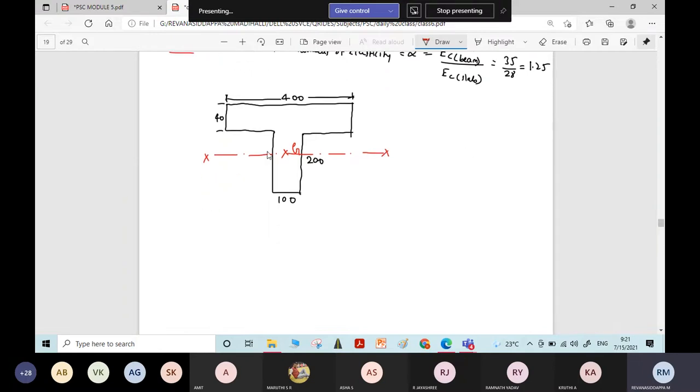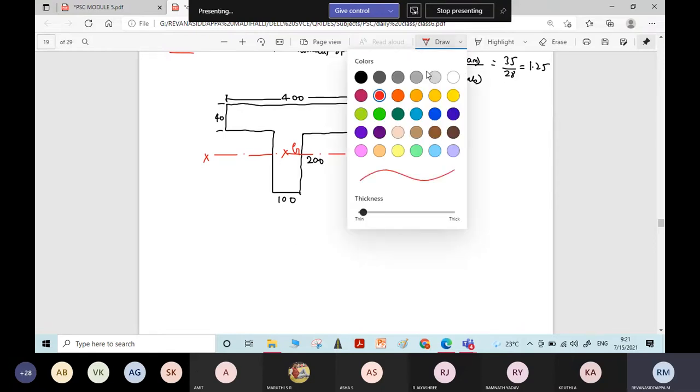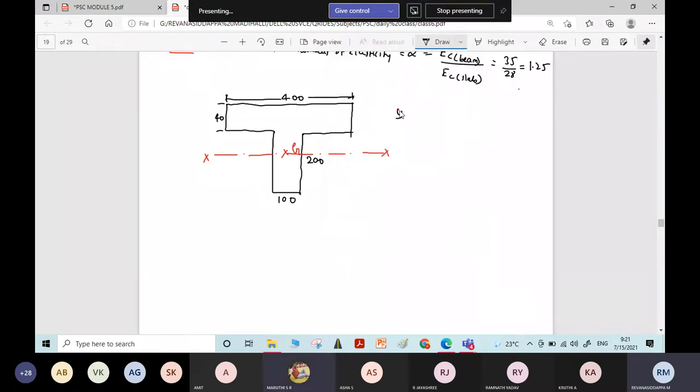First, you find the centroid. Let us find centroid first. For that, we have the formula. Y was equal to two rectangular elements. Therefore, centroid becomes A1 y1 plus A2 y2 divided by A1 plus A2. We will find centroid with respect to the bottom fiber.